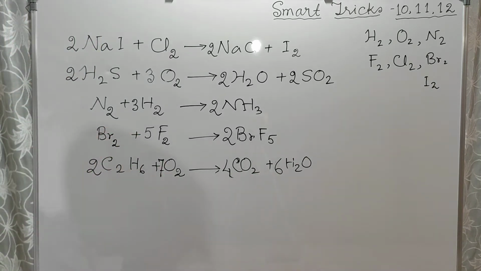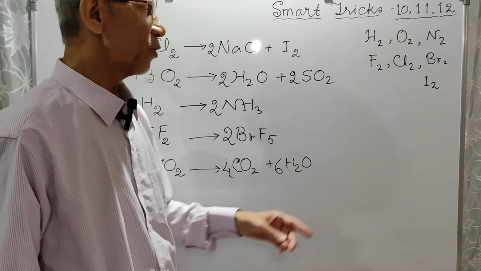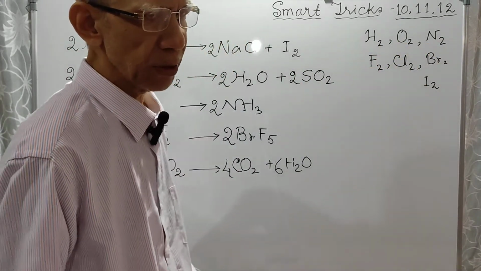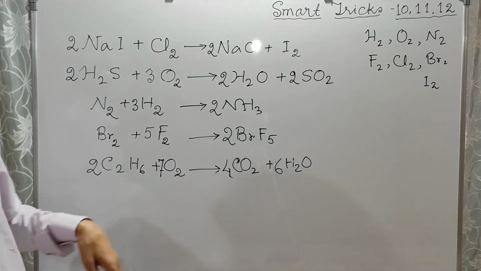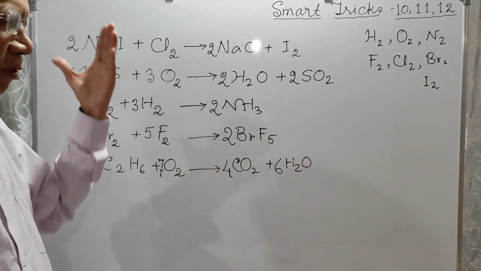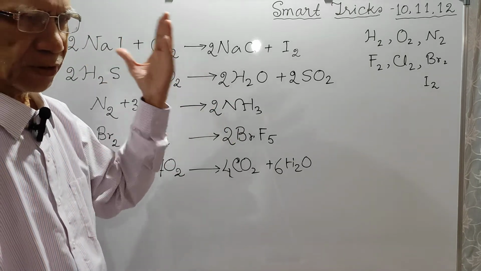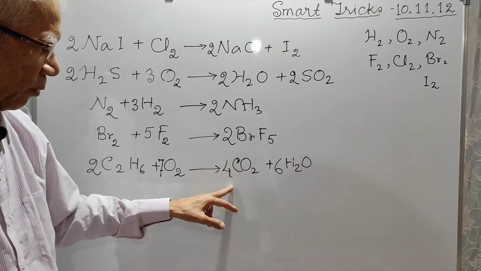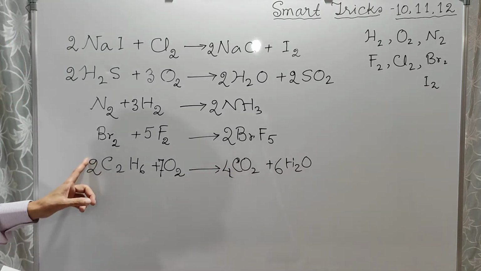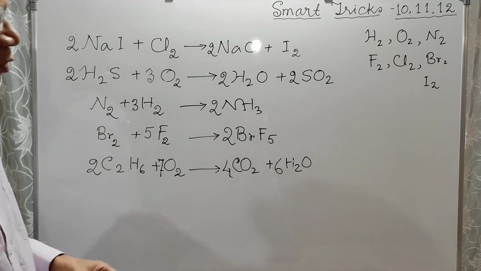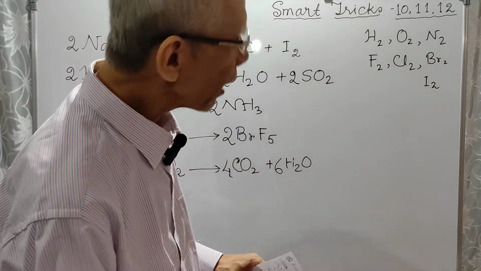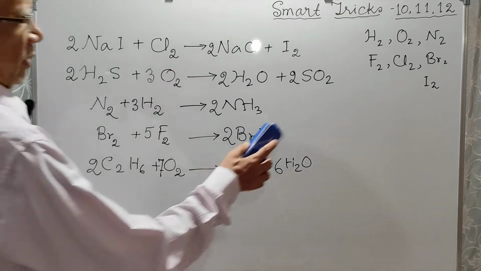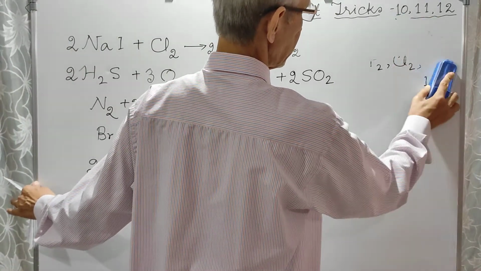So balanced. So you see in these equations what we have done, we have removed the 2 temporarily from the diatomic molecules, then balanced, and after that brought back the 2, and then the other molecules you double. If it is 2, make it 4. If it is 3, make it 6, like here. It was 3, so we doubled it to 6. It was 2, we doubled it to 4. So this was 1, we doubled it to 2. So using this rule, you can balance chemical equations very fast, quickly. Okay. So this was trick number 10.